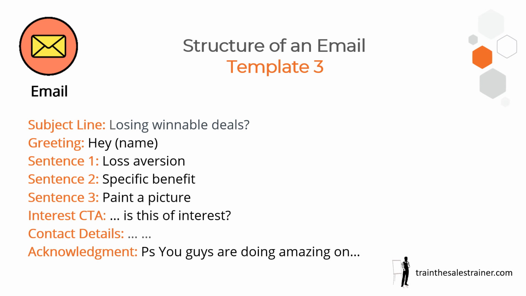Here's the structure for email template 3. I call it the paint the picture. Sentence 1, loss aversion. Sentence 2, specific benefit. Sentence 3, paint a picture. Interest CTA. Is this of interest? Your contact details and an acknowledgement at the end. P.S. You guys are doing amazing on.